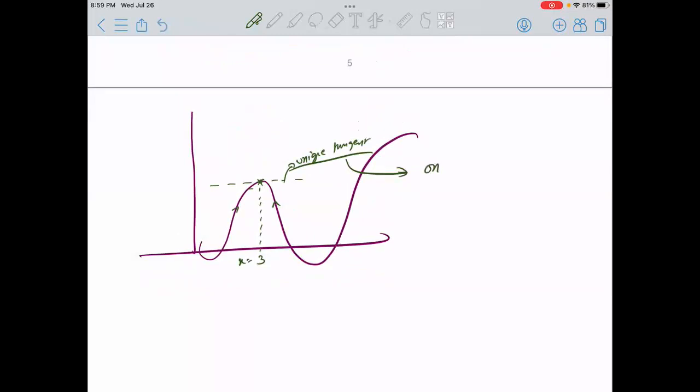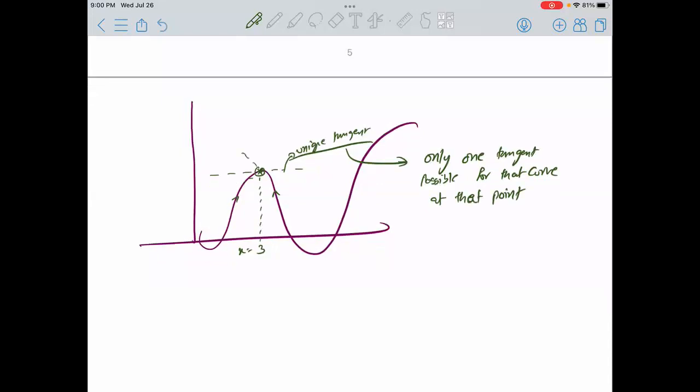Unique tangent means only one tangent is possible for that curve at that point. At x equal to 3, this is the only possible tangent. You can't draw another tangent. If you try to draw one, it touches the curve elsewhere. It is not a tangent. Clear?